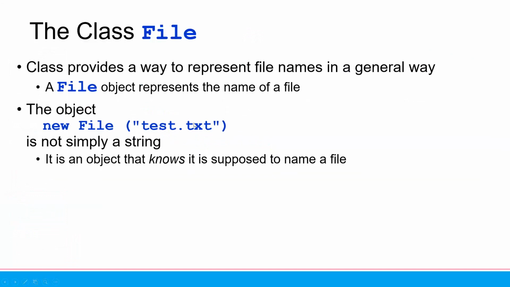The object new File test.txt is not simply a string. It is an object, and it is an object that knows it is supposed to name a file. That's why if we have test.txt, your file name will be test.txt.